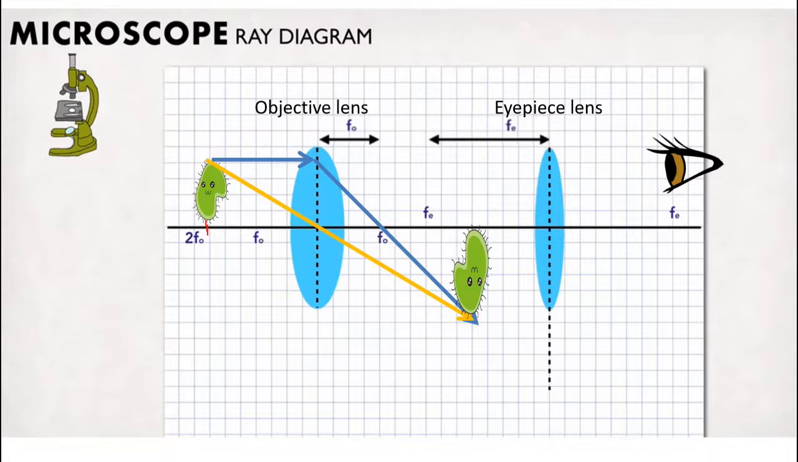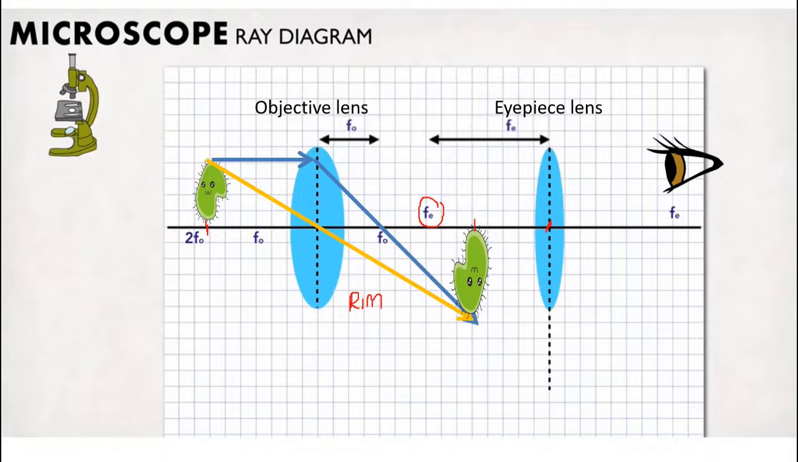What can you say about the characteristics of the image? Yes, it is real, inverted, and magnified. RIM. Then look at this first image. It will become the object for the second lens. And this image is located in between the FE and optical center of the eyepiece lens. So it will have a magnifying effect later on.